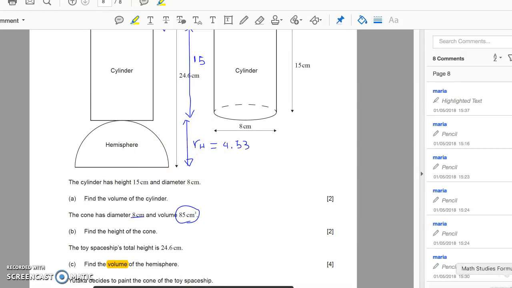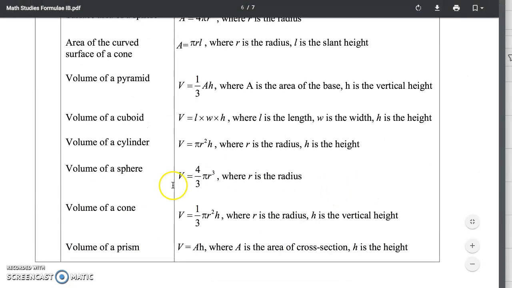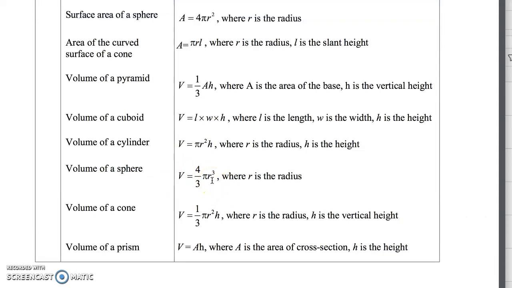And then I need to go back to the formula booklet in which I know what the volume of a sphere is, 4/3 pi r cubed. So that only depends on the radius, and now I know the radius. And just be careful that we have a hemisphere, so we need to work with half that value.